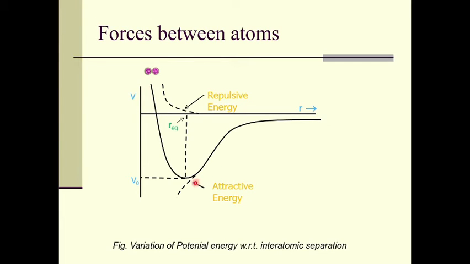It is because on the right hand side of this R equilibrium the attractive energy dominates over the repulsive energy, whereas on the left hand side the repulsive energy is dominant over the attractive energy. And at the point R equal to R equilibrium the two forces balance each other, right? So repulsive force and attractive force balance each other, and therefore there is a minimum in the potential energy, and we can say the bond is formed between the two atoms.